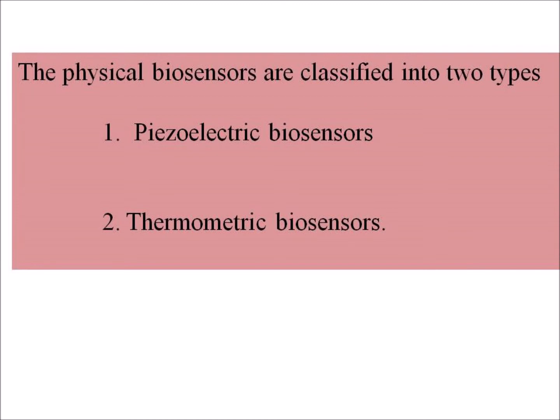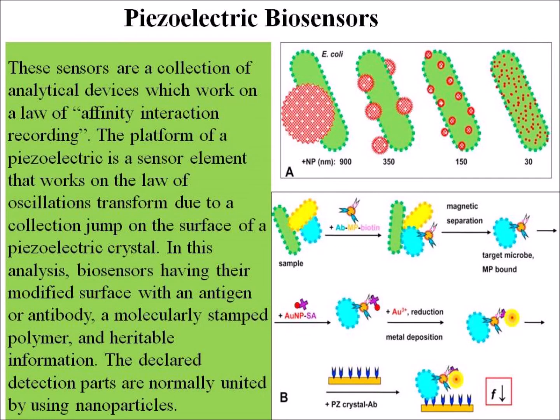The physical biosensors are classified into two types: piezoelectric biosensors and thermometric biosensors. Piezoelectric biosensors are a collection of analytical devices which work on the principle of affinity interaction recording. The platform of a piezoelectric is a sensor element that works on the principle of oscillations changed due to a mass collected on the surface of a piezoelectric crystal. In this analysis, biosensors have their surface modified with an antigen or antibody, a molecularly imprinted polymer, and genetic information. The declared detection parts are normally attached by using nanoparticles.